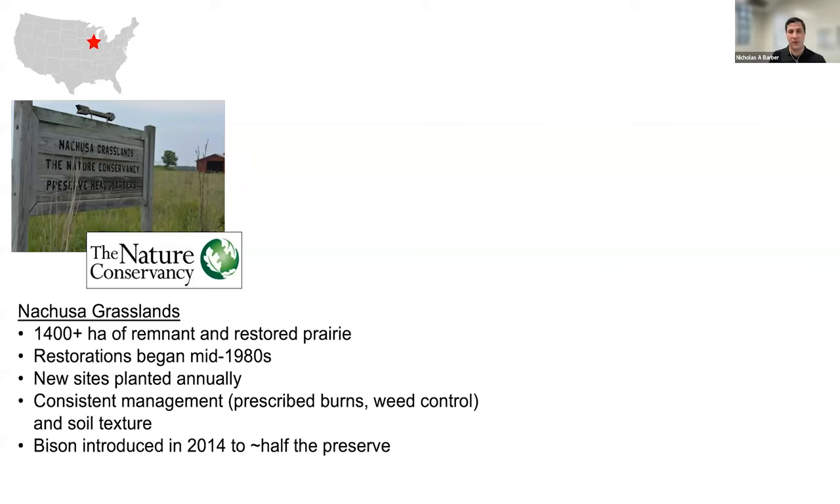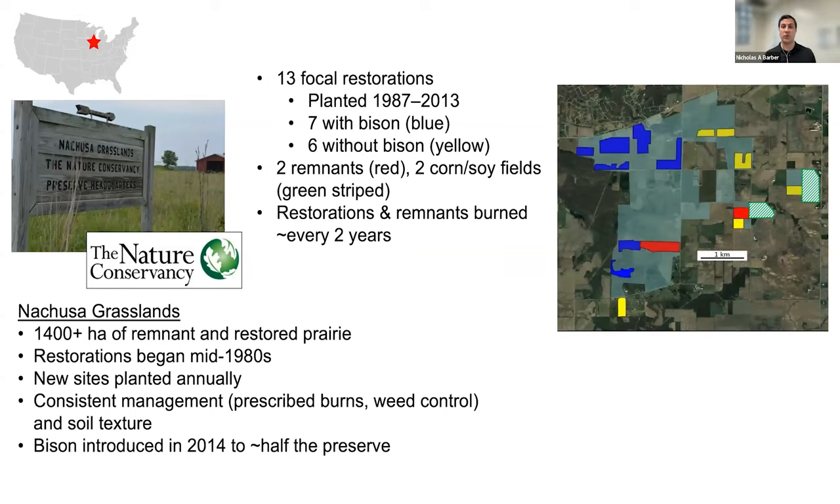So near the end of 2014, then they introduced a herd of bison into a large fenced unit covering about half of the preserve. And within it were a range of remnant and restored prairie sites, which the bison had free access to. So we took advantage of this to choose a set of focal restorations that varied in age, planted from 1987 to 2013, and they varied in bison access. The blue sites here show where bison have access, and yellow they don't.